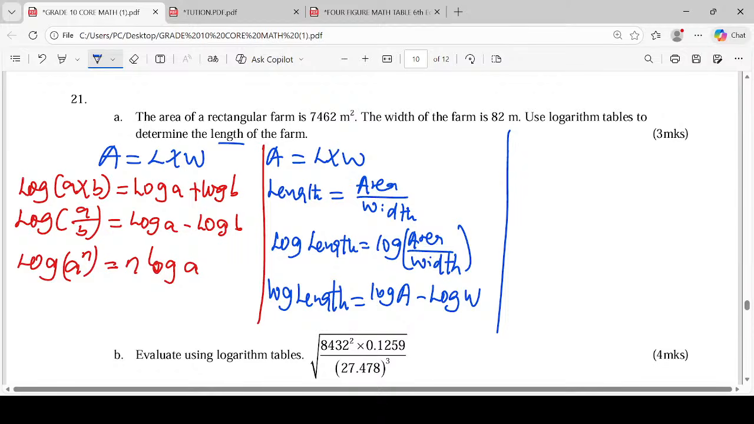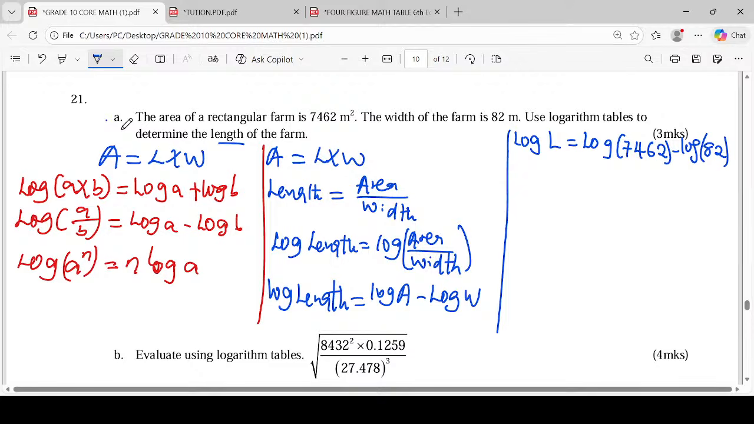So this can be written as the log of length equals log of area, so that will be the log of what is the area? The log of 7462 minus the log of the width, which is 82, like that. Now we will use logarithm tables to find the logs of 7462.